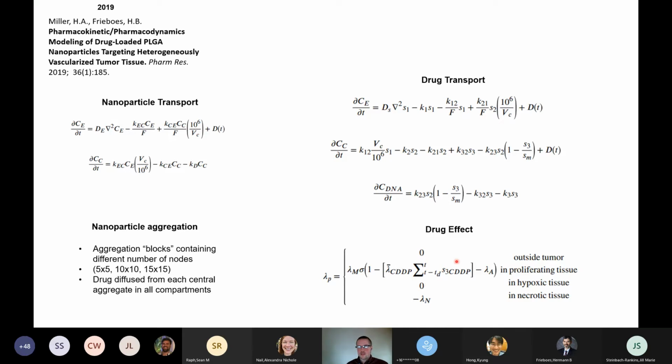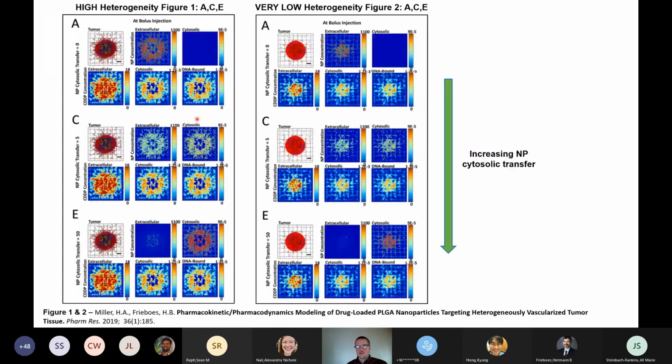These representative images show nanoparticle and drug spatial distribution across the tumor boundary within host tissue and within all of the compartments. A nanoparticle bolus injection was simulated using a range of cytosolic transfer rates from 0 to 50 in non-dimensionalized units. Low heterogeneity tumors have a decreased abundance of both nanoparticles and cisplatin across all compartments.